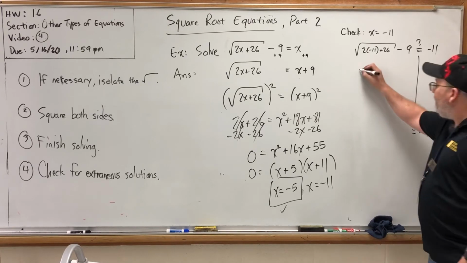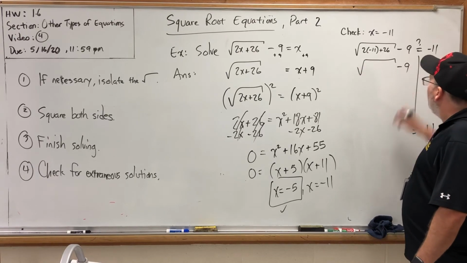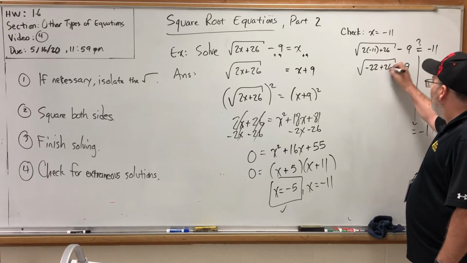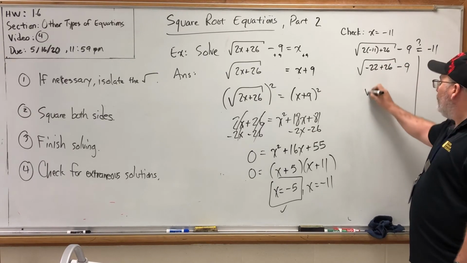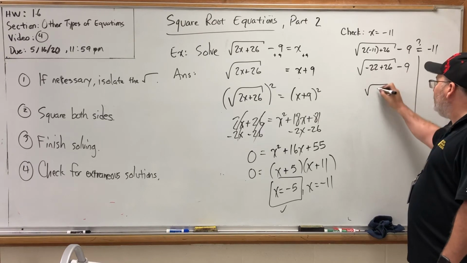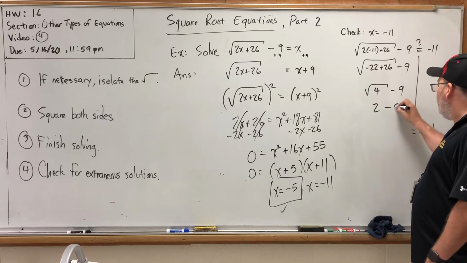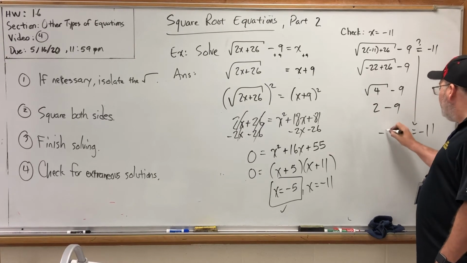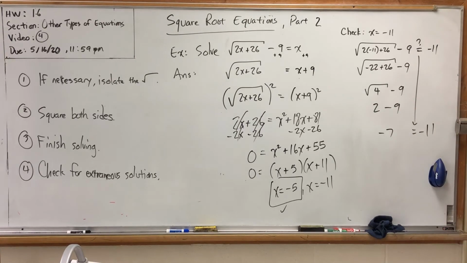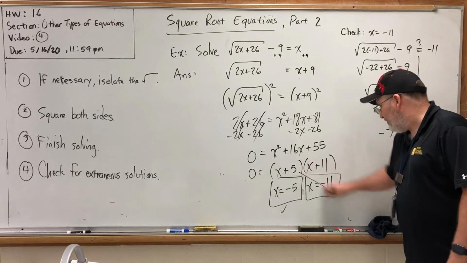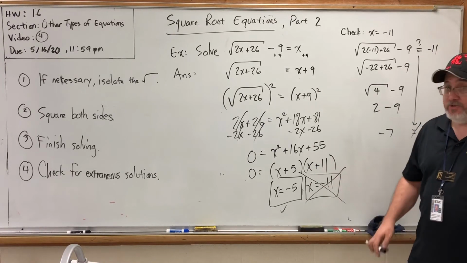But on the left side, under the square root, 2 times negative 11 is negative 22. And then under the square root plus 26, negative 22 plus 26 is 4. The square root of 4 is 2. 2 minus 9 is negative 7. No, it isn't. Well, 2 minus 9 is negative 7, but that is not equal to negative 11. So negative 11 is an extraneous solution, and the only solution is negative 5.